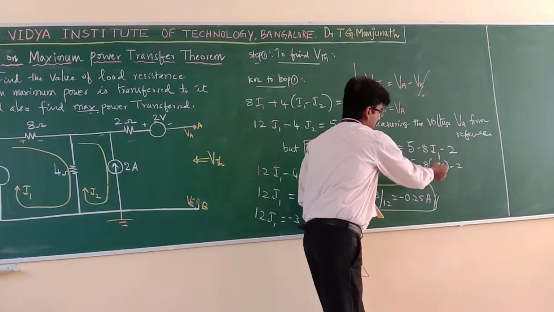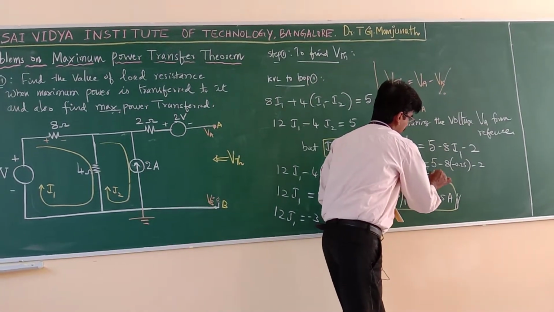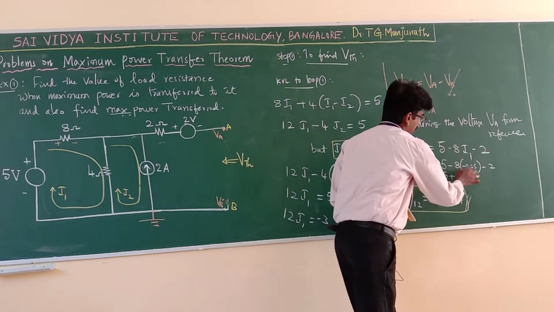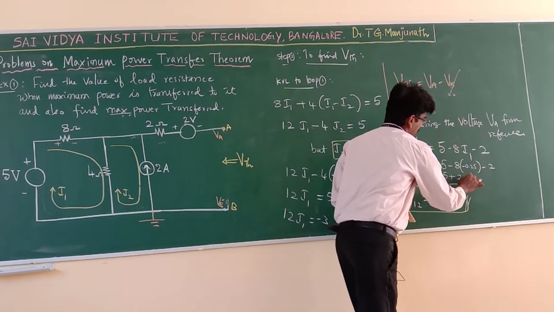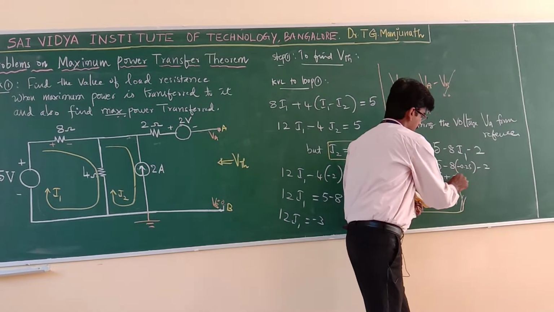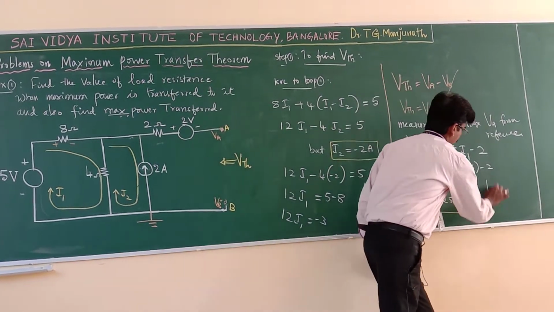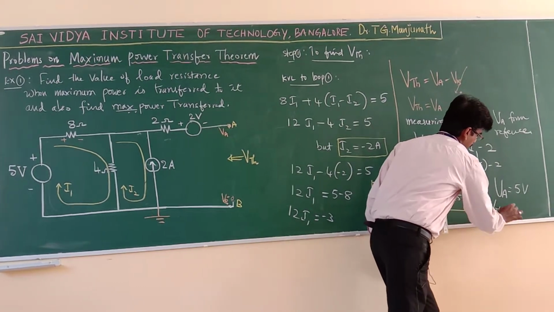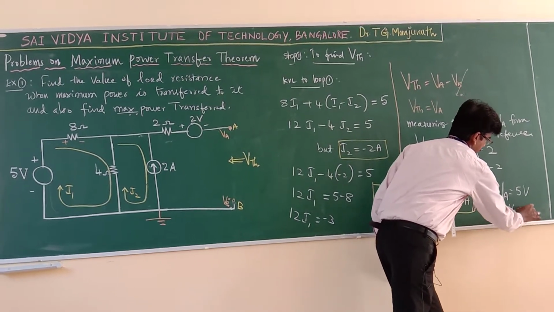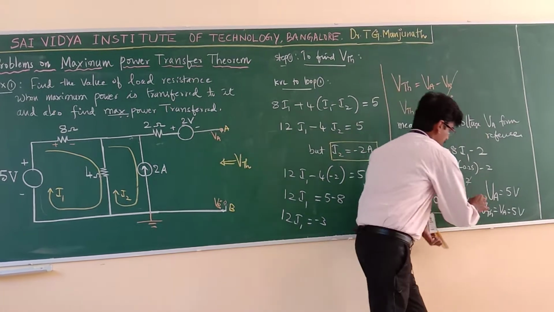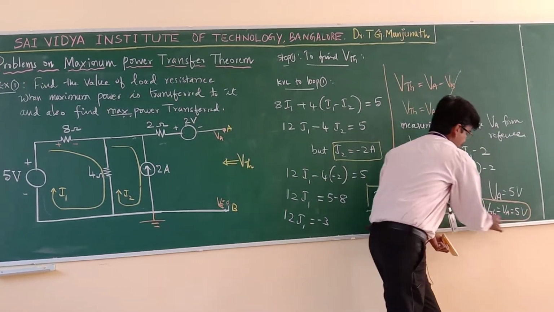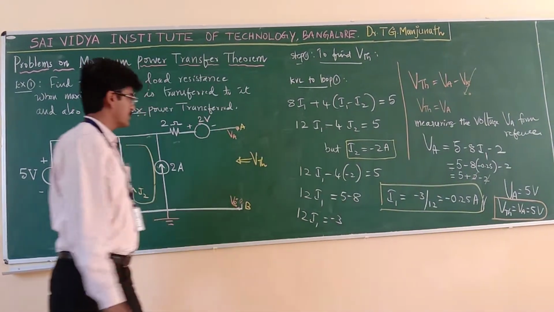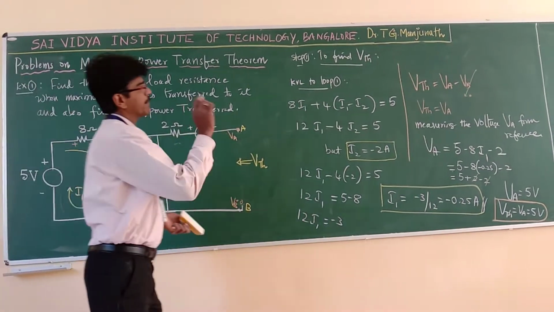Substituting the value of I1 as minus 0.25, we get 5 minus, into minus plus, 8 into 0.25 is 2, this is minus 2. Therefore this gets cancelled, and we will get VA is equal to 5 volts, that is nothing but V Thevenin is equal to VA is equal to 5 volts. That is, you got the open circuit voltage is equal to 5 volts.